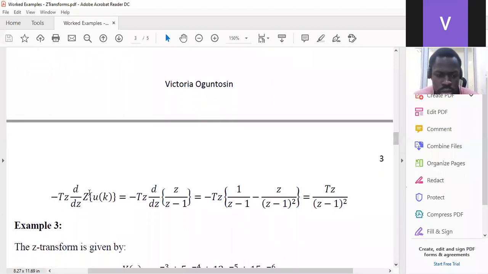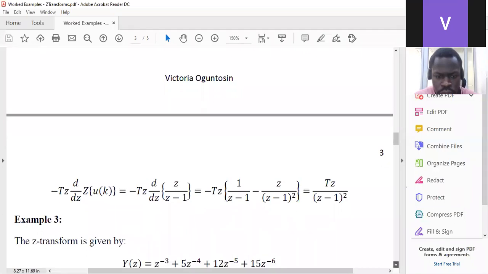Is very clear. Remember that we've gotten this in the first example. We got the Z transform of u(k) as z divided by z minus 1. So simply, I just replace this with this since we've already gotten it. When you differentiate this expression, I skipped a lot of steps for the differentiation.